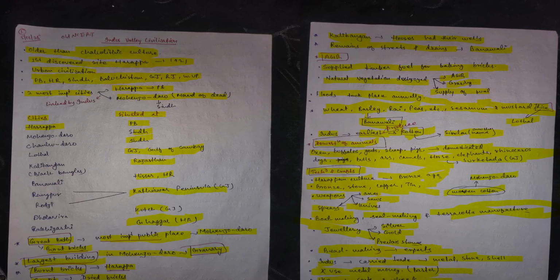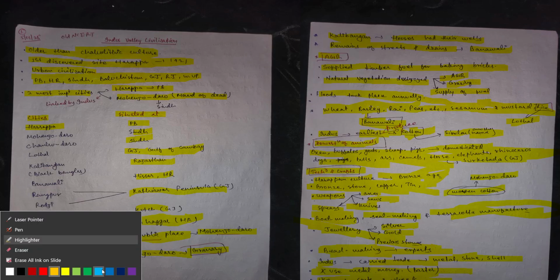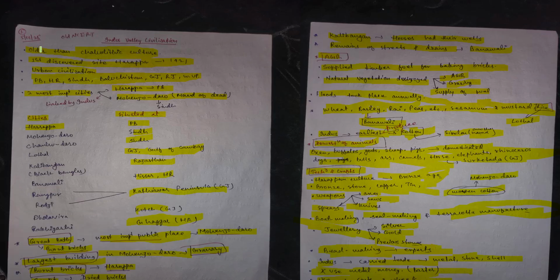Now the second revision. The Indus Valley civilization was older than the Chalcolithic culture.